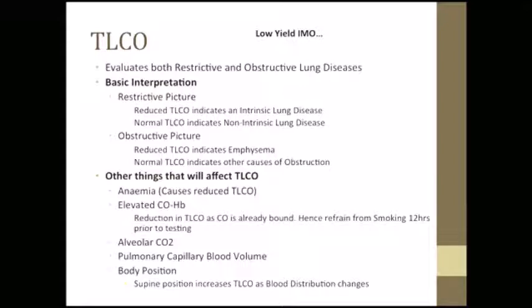And so basically, if you reduce surface area, you have reduced rate of diffusion and therefore reduced TLCO. So it helps you differentiate emphysema from other causes of obstruction as well. However, you want to note that other things can also affect TLCO, and these should be in your differentials when you receive a low TLCO. That's all you need to know.